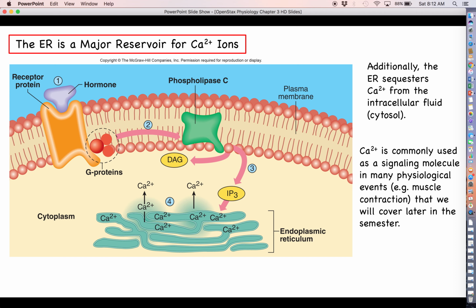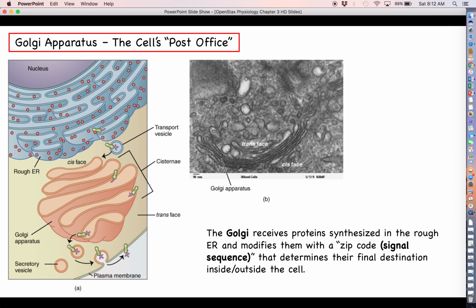I already mentioned muscle contraction. So the fact that we store up a whole bunch of calcium in the ER means that we can use a number of different signaling mechanisms to trigger the release of calcium from the ER by facilitated diffusion. And when we release all that calcium into the cytosol, it is going to trigger a lot of very physiologically relevant events. So if you remember anything from this, just remember that one of the things that the ER does is it stores up a lot of calcium. If you can't remember anything else, then that is fine. We will cover that much later in the semester when we get into muscle contraction.